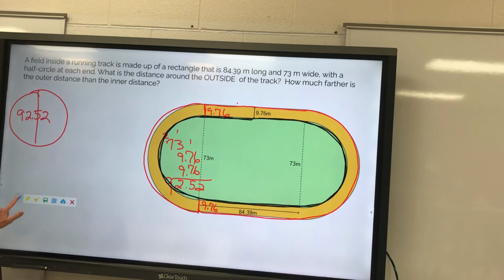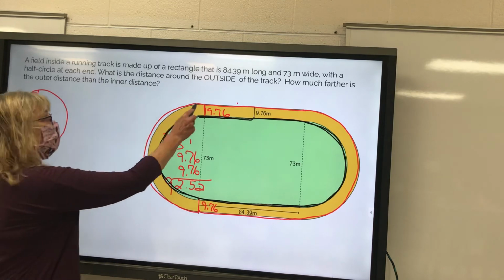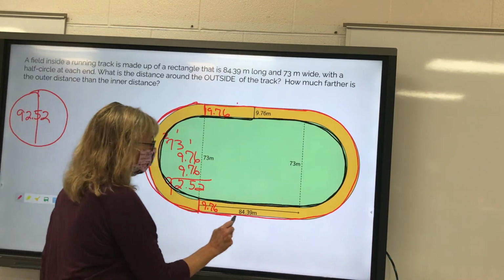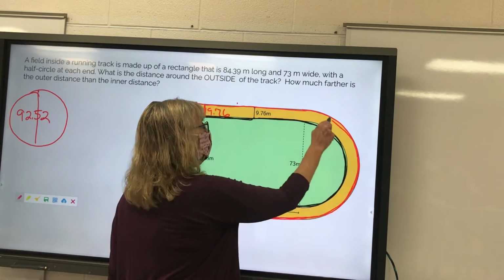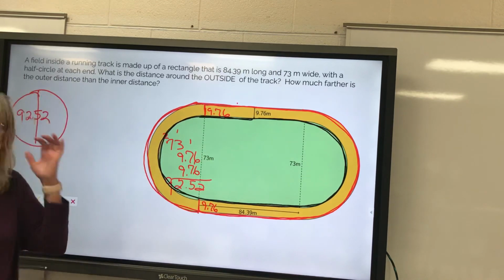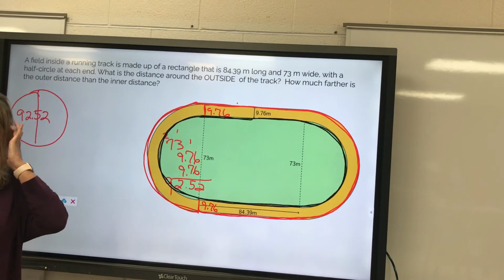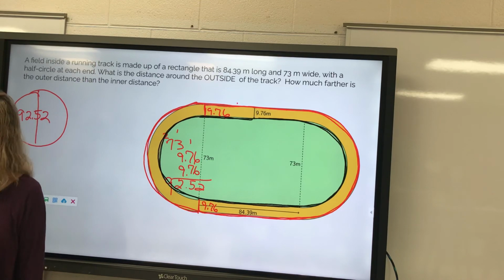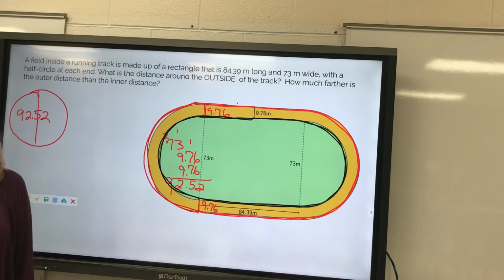I ran that far. You ran this far. Who ran further? The red or the black? The red is further. How much further? We're going to subtract. Okay, it's not 2 times bigger. Okay? Questions? Okay.